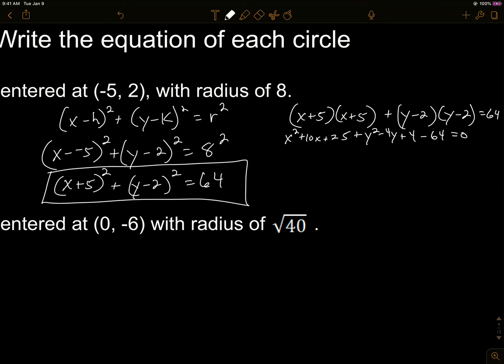And then I can start rearranging these terms. I could add the 25, the 4, and the negative 64 to get 29. 29 minus 64 equals negative 35. So I took care of those. Then I would have x squared plus y squared plus 10x minus 4y. That would be the same thing in general form.